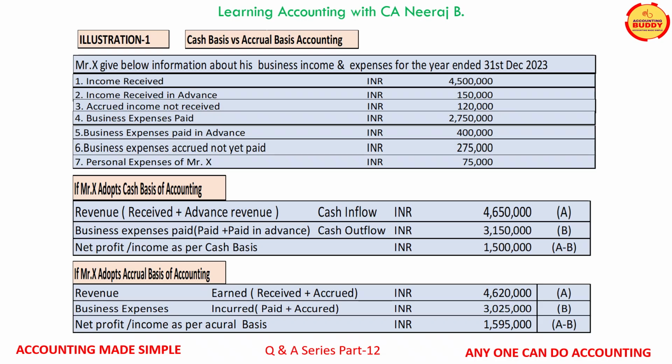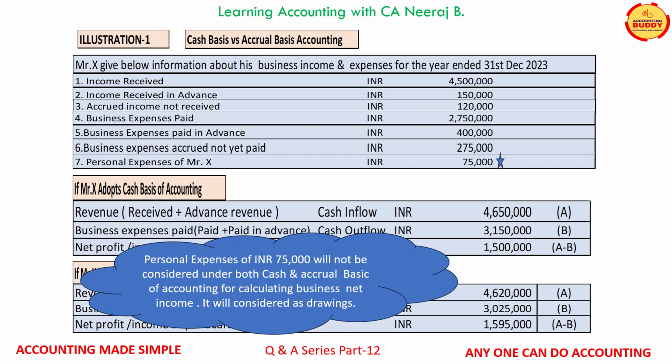Net profit under cash basis of accounting is 1.5 million, while under accrual basis of accounting it is 1.595 million. I sincerely hope with this illustration the treatment of income and expenses under cash and accrual basis of accounting is clear. In both cases, INR 75,000 spent on Mr. X's personal expenses will not be considered for profit calculation as it is not related to business. It will be treated as a drawing and will be reduced from the capital of Mr. X.